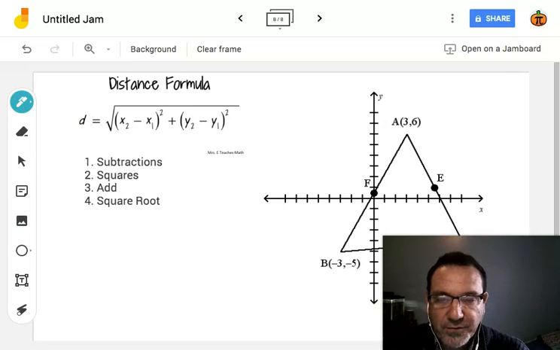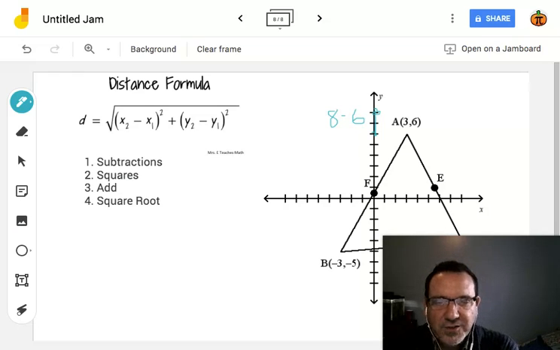Now, if we have 2 points that are vertical from each other, like let's say I have 1, 2, 3, 4, 5, 6, 7, 8. So I have a point at 8 on the y-axis and a point at 6 on the y-axis. It's not going to be too hard to say, oh, they're 2 units apart because I can just do 8 minus 6. Okay, super not difficult to do that.